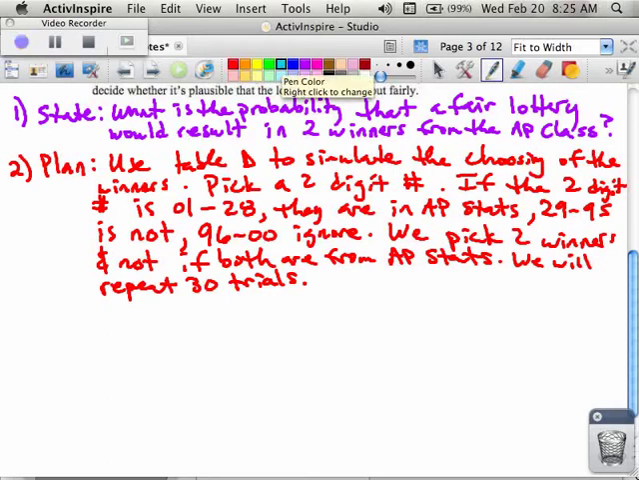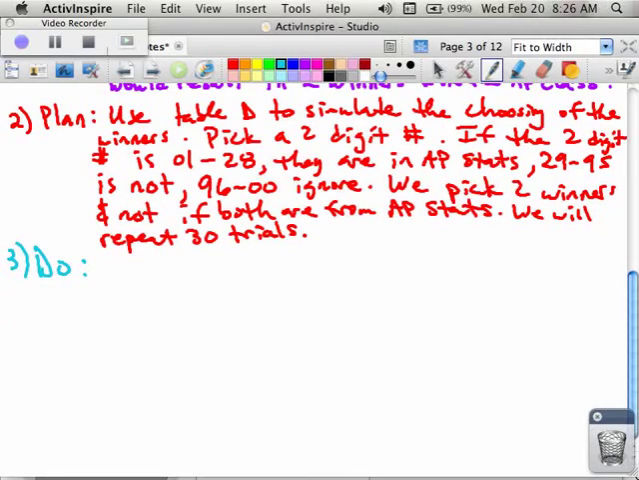I'm going to do now number 3. What's number 3? Do. So I'm going to do the experiment. I'm just going to write down the numbers that came out of the table. Usually I start at the first line, so here's what I see. Tell me if I got this right. 1, 9, 2, 2, 3. Are these the first 5 numbers? Yeah. Okay.